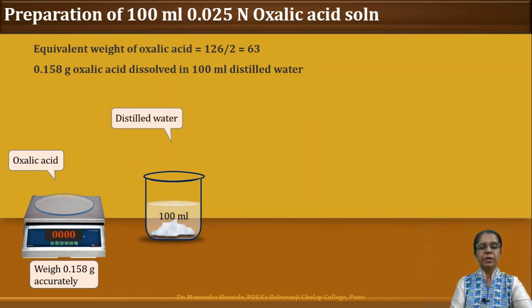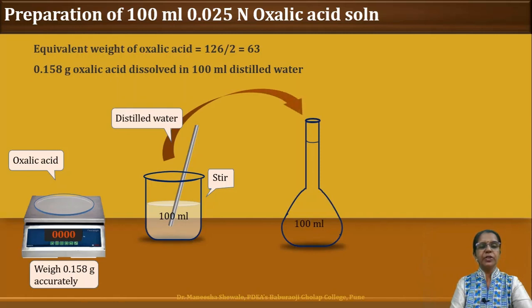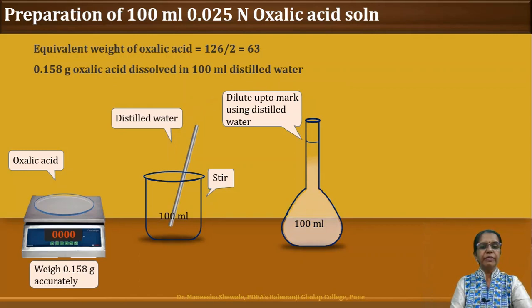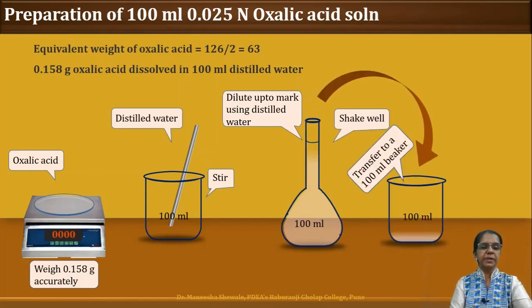Then we add little distilled water and stir using a glass rod so that the oxalic acid dissolves. This solution is then transferred to a 100 ml volumetric flask. Then using distilled water, we dilute the solution up to the mark. Now the precaution has to be taken that the solution does not cross the mark. Then we shake the volumetric flask for uniform mixing. This solution is then transferred to a 100 ml beaker. So now the oxalic acid solution having the exact normality 0.025 is ready.